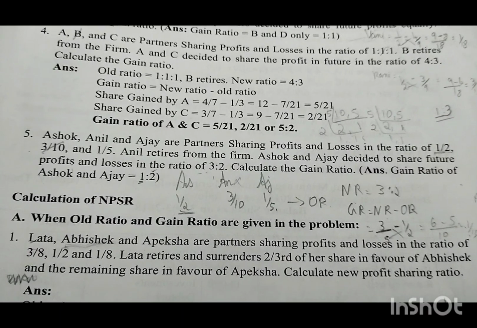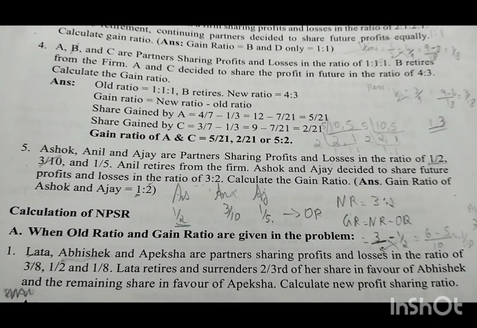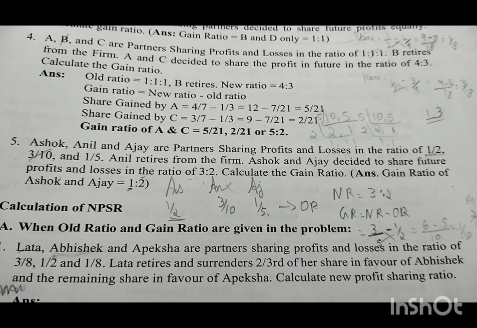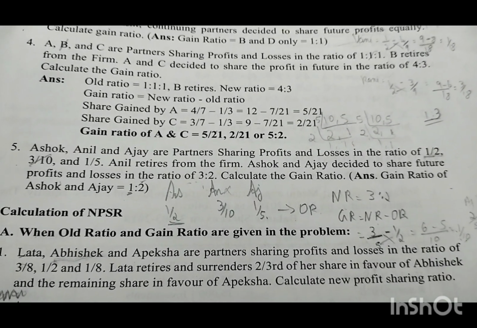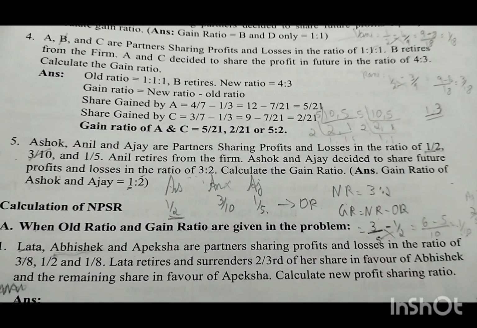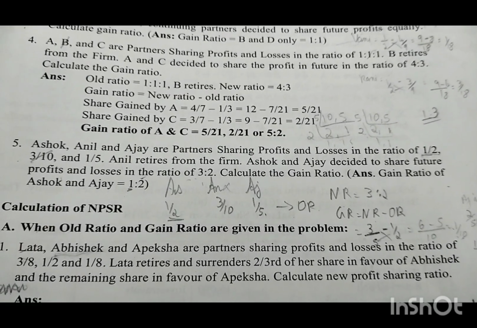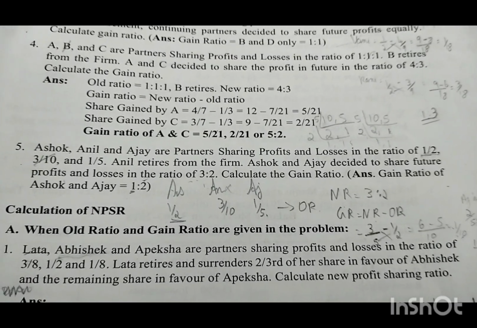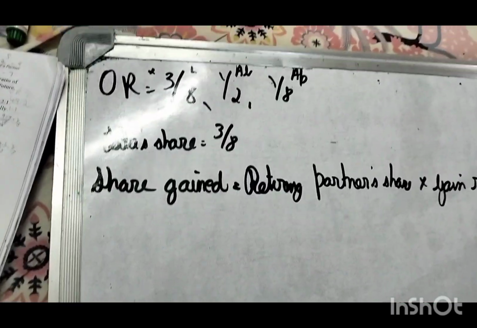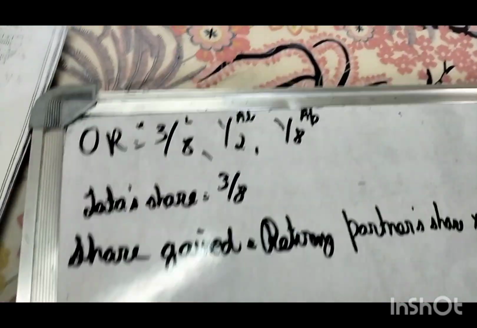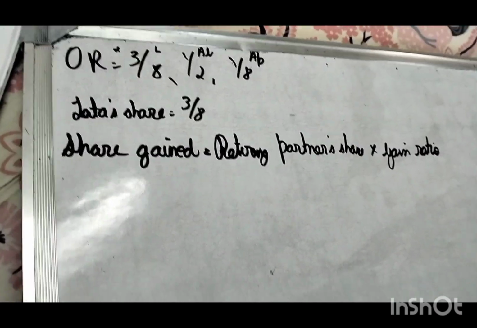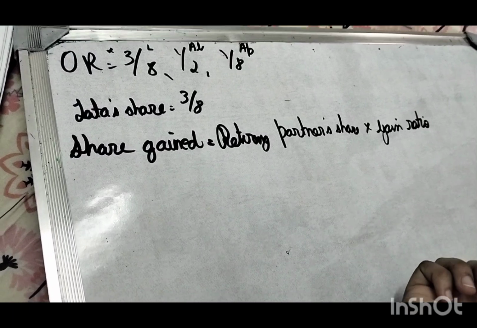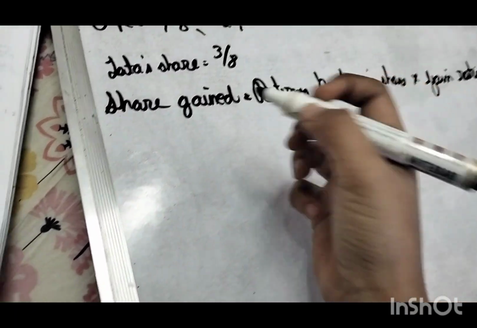So this is the next question, when the old ratio and the gain ratio is given. Lata, Abhishek and Apeksha are partners sharing profits and loss in the ratio 3/8, 1/2 and 1/8. Lata retires and surrenders 2/3 of her share in favor of Abhishek and the remaining share in favor of Apeksha. Calculate the new profit sharing ratio. So the old ratio is 3/8, 1/2 and 1/8. Lata's share is 3/8. Share gained is equal to retiring partner's share into gain ratio.